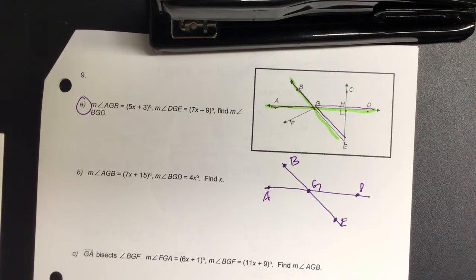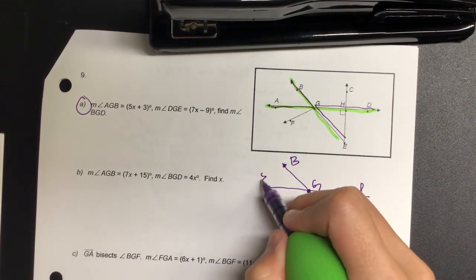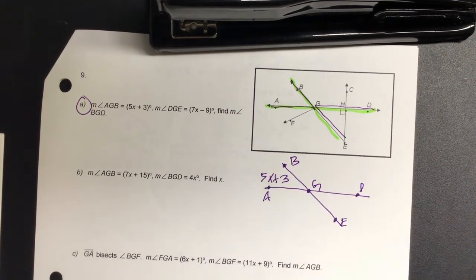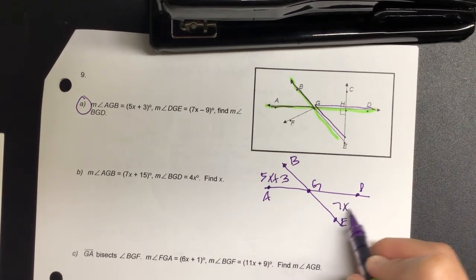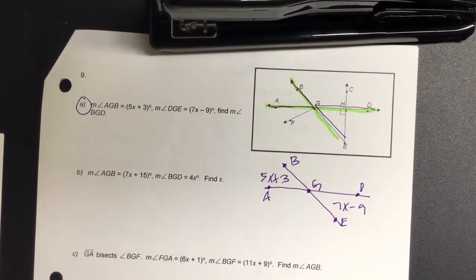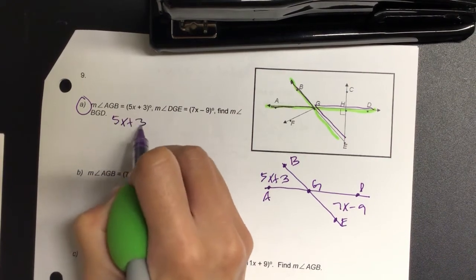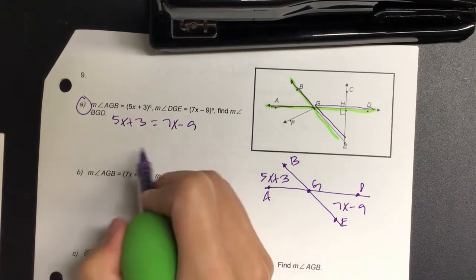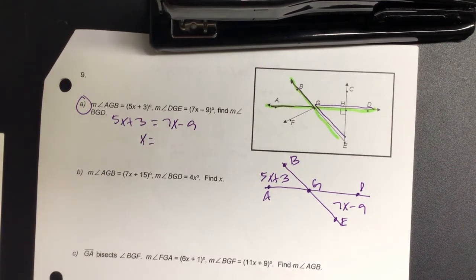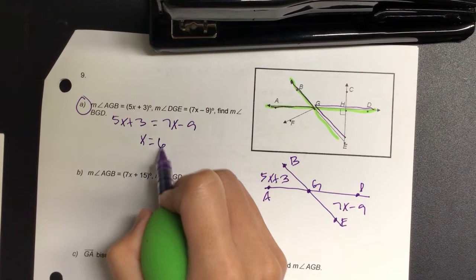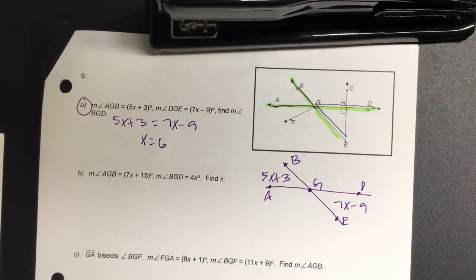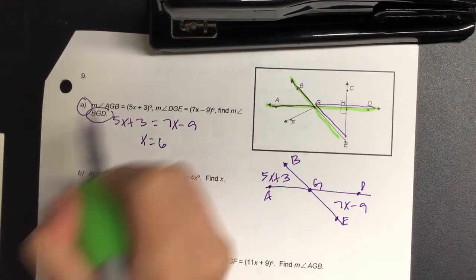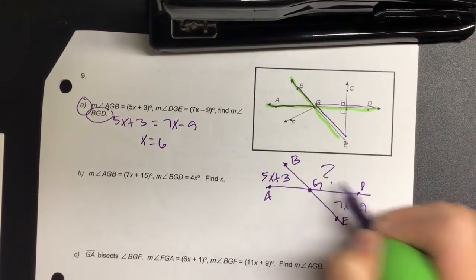So we have the given expressions. AGB is 5x plus 3. And then DGE is 7x minus 9. Should I add them and equal to some number, or should I go ahead and equate them to each other? Equate them. So we have 5x plus 3 is equal to 7x minus 9. And once we do our algebra 1, what should our x get to? 6. Now, it doesn't always say to find the x. It says to find angle BGD. And BGD is right here.